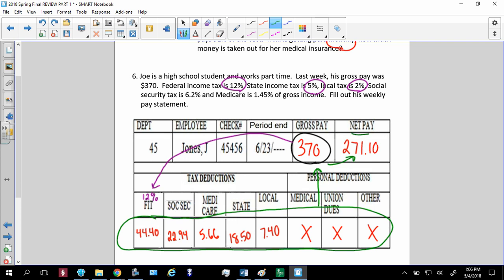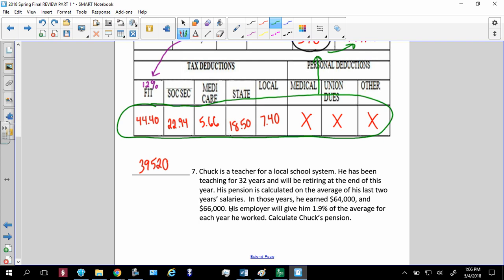Remember, net pay is what you're bringing home. Gross pay is what you made before taxes. Chuck is a teacher for a high school system. He has been teaching for 32 years and will be retiring at the end of this year.